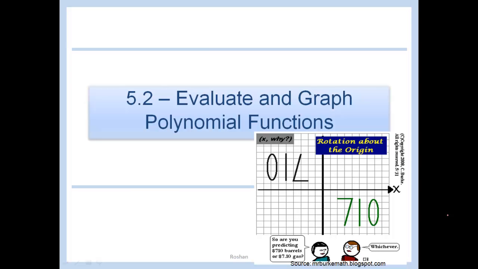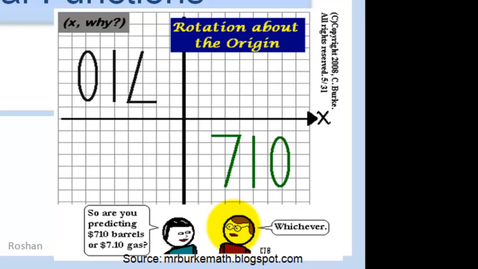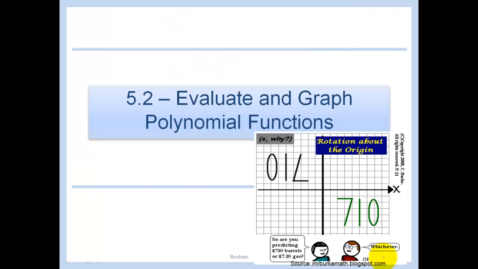5.2, evaluate and graph polynomial functions. So this comic is not directly related to this lesson at all, but in this chapter we will be talking about symmetry about the origin, and here we just have a rotation about the origin, and it's kind of cute.